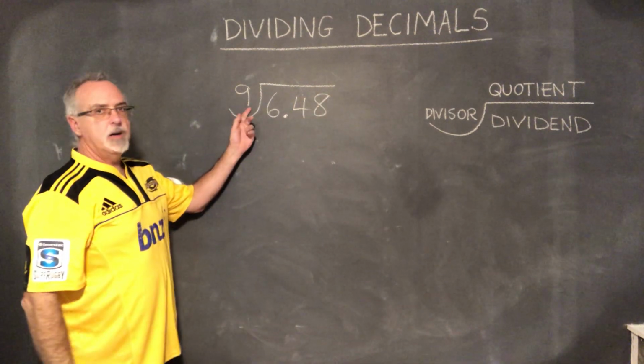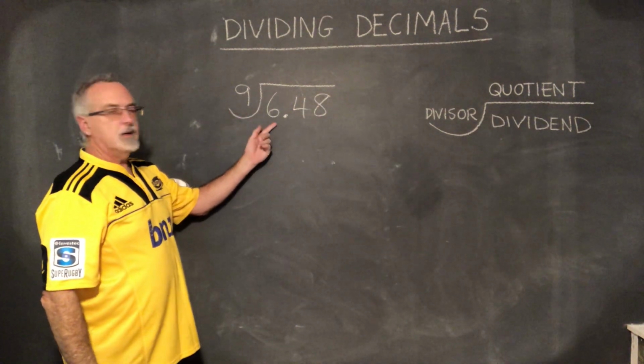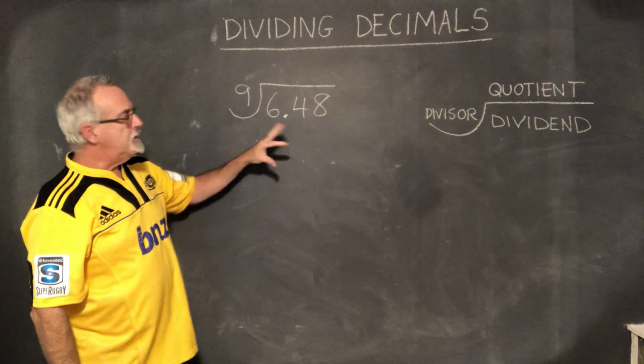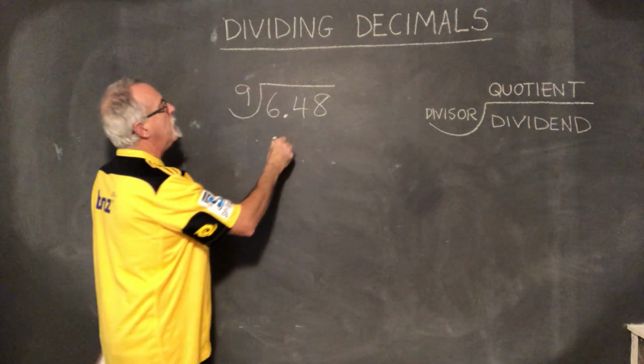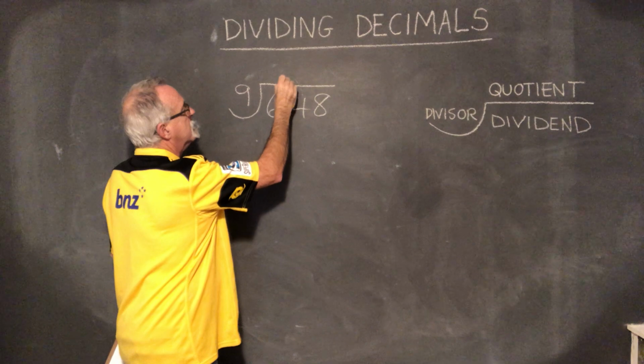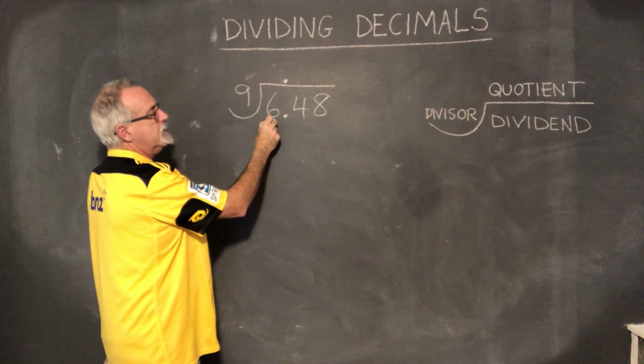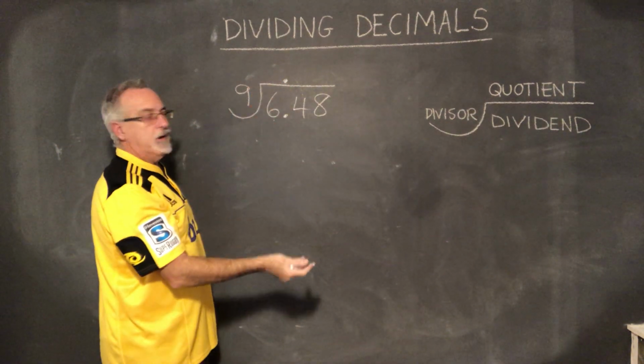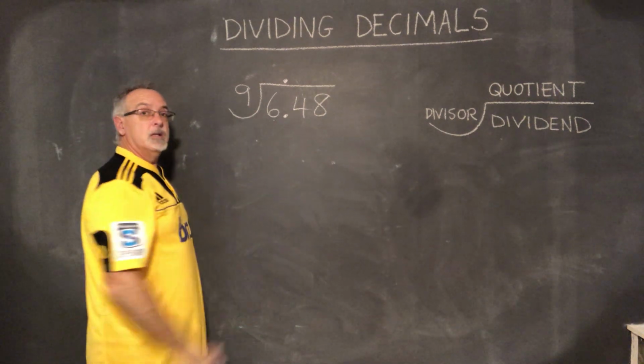Okay, so now it's a 9. And a 9 is not going to fit into a 6, so I see a little bit more stuff going on that way. Decimals here, decimals there. 9 doesn't fit into 6, so I'm not putting a number there, or I could write a 0. But 9 does fit into 64.